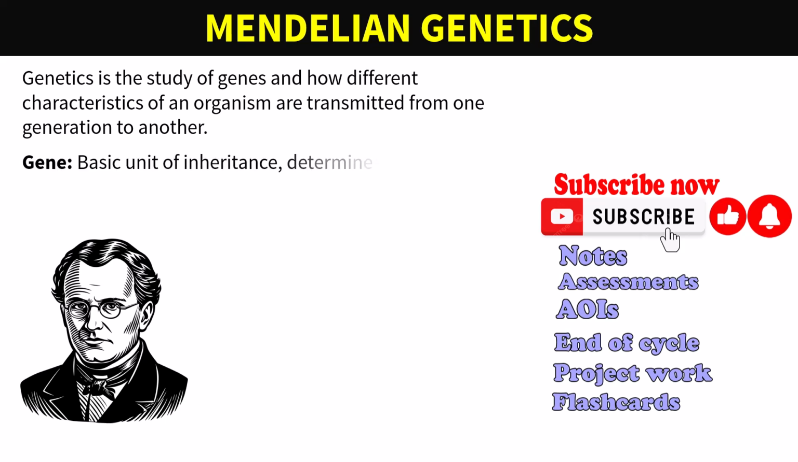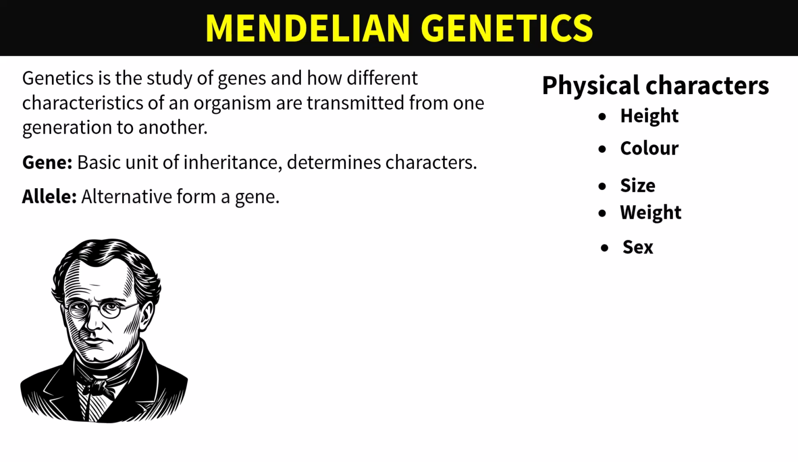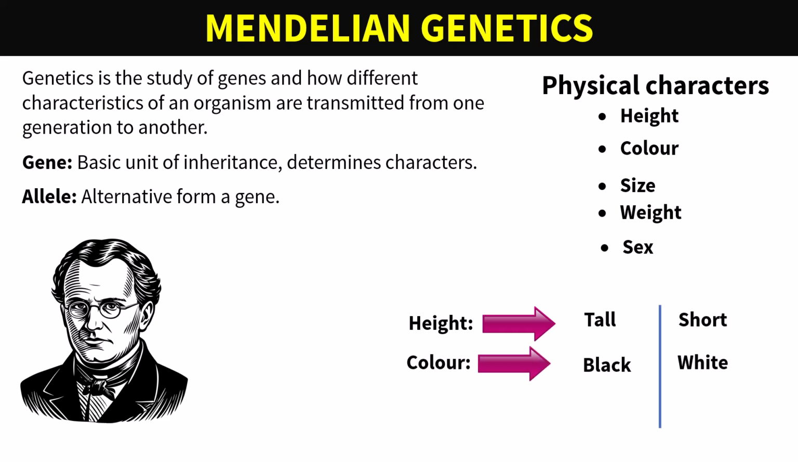Gene. This is the basic unit of inheritance. It determines the characteristics of living organisms. For example, physical characteristics like height, color, size, weight, and sex. Allele. This is an alternative form of a gene. According to Mendel, there are two alleles for each character. For example, if it's height, there is tallness or shortness. Color. It can be either black or white. Sex. Female or male. These are basic examples.